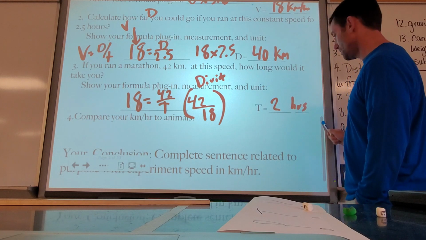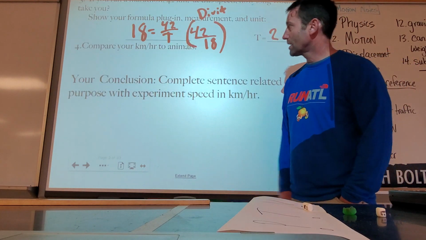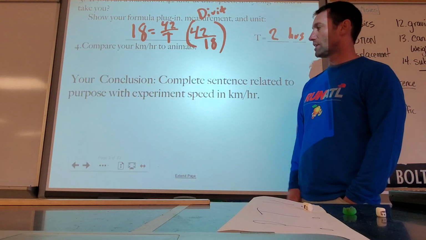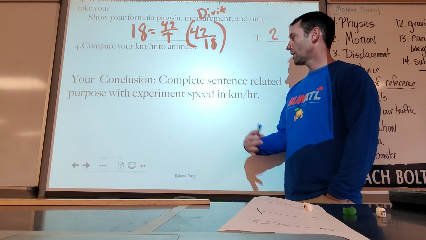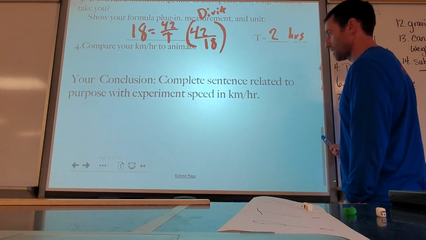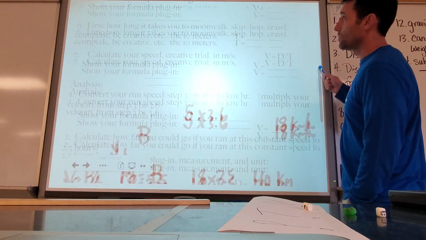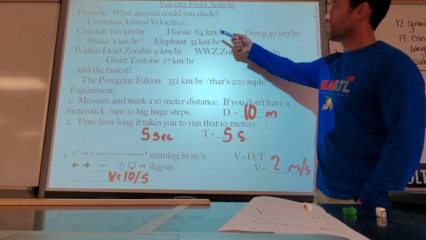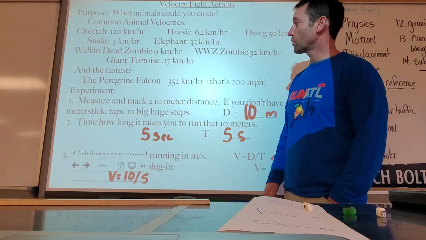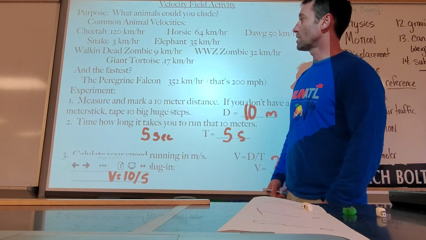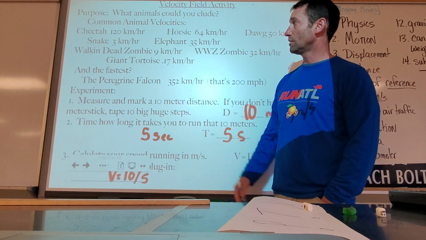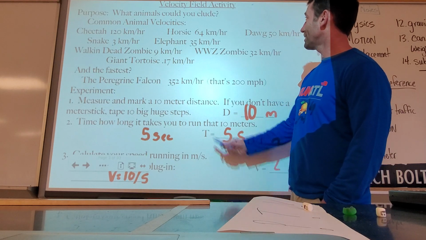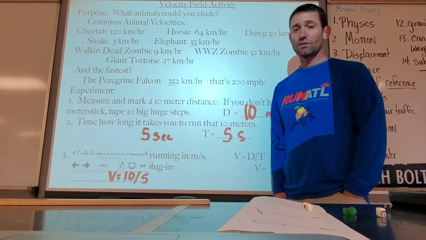So your conclusion now, look back at the data, write a complete sentence that relates to the purpose and include your experiment speed in kilometers per hour. For example, in conclusion, my velocity is 18 kilometers per hour, which makes me faster than a Walking Dead zombie, but not quite as fast as an elephant.